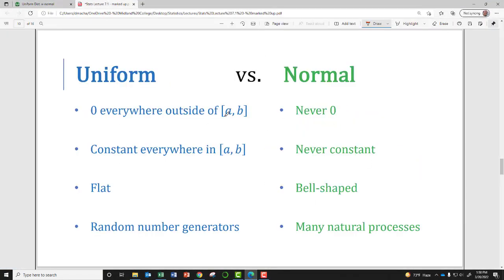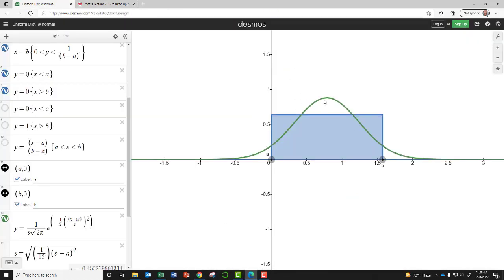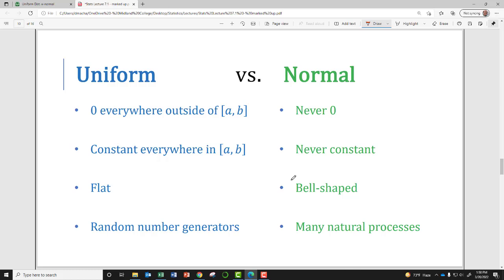Okay, again, the uniform distribution has constant probability density everywhere inside the interval, but the normal distribution never has any sort of flat lines. It's never constant. You have more probability density closer to the mean and less as you get farther from the mean. The uniform is flat, while the normal appears bell-shaped. Uniform is used in a lot of random number generators and is very important for computer programming and computer games. But the normal distribution is actually important because it describes many, many natural processes. So lots of things that you find in nature follow a normal distribution or approximately follow a normal distribution.